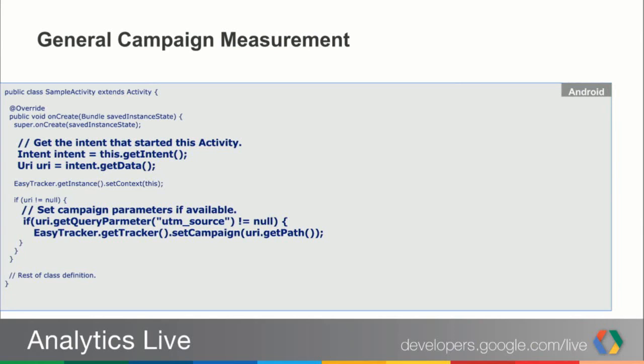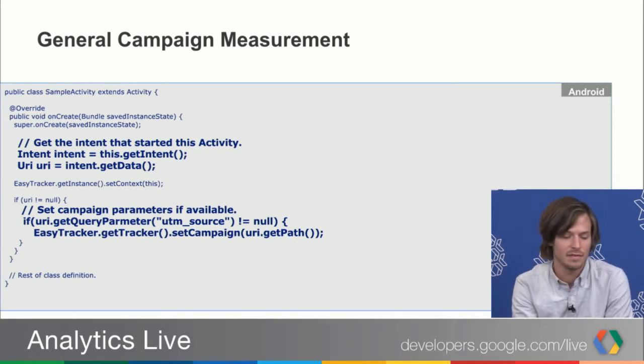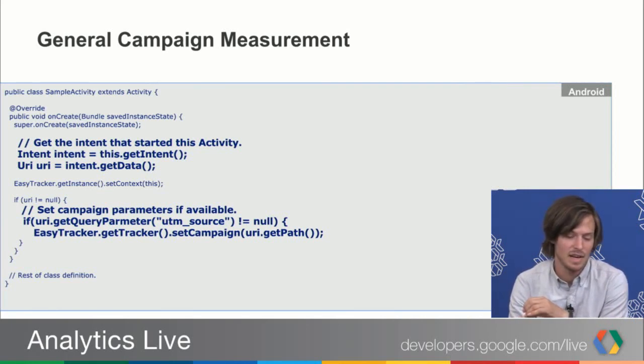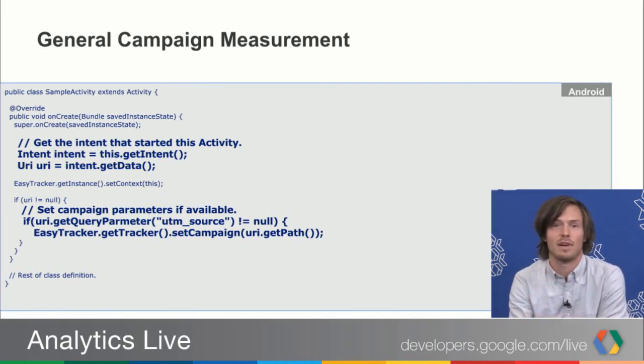So this example is just a quick demonstration of how you could do this in a sample activity. Basically, you get the intent that started the activity. You get the URI from the intent. And then you can check to see, again, UTM source is the only required parameter, so you could just check to see if UTM source is present in that URI or not. If it is present, you can assume that there's valid campaign information there. So you can just get your tracker. Here I use EasyTracker, the getTracker method of EasyTracker, but if you have a reference to your tracker any other way, you can do that. And then setCampaign, and you just pass it that string of campaign parameters.